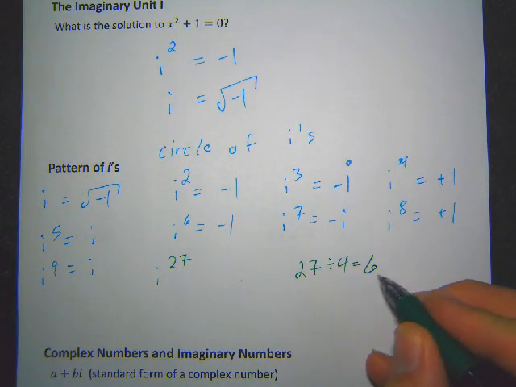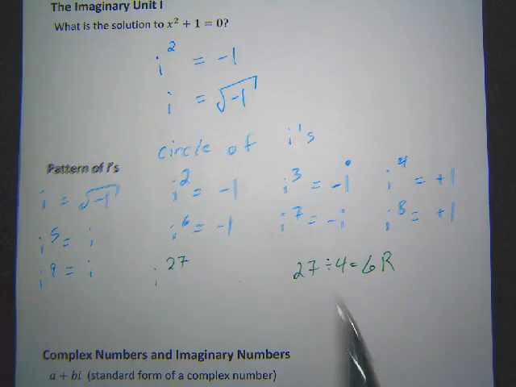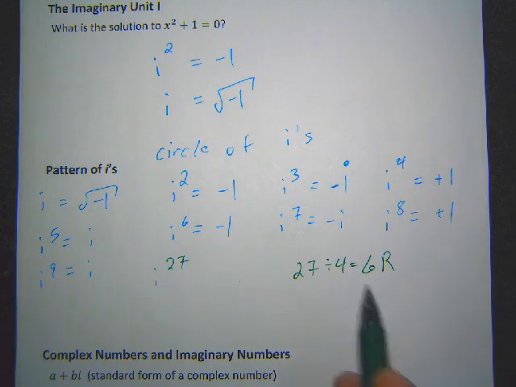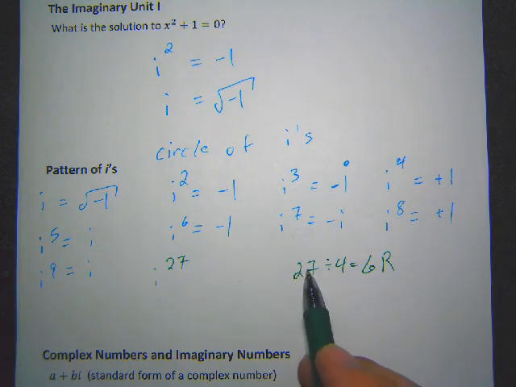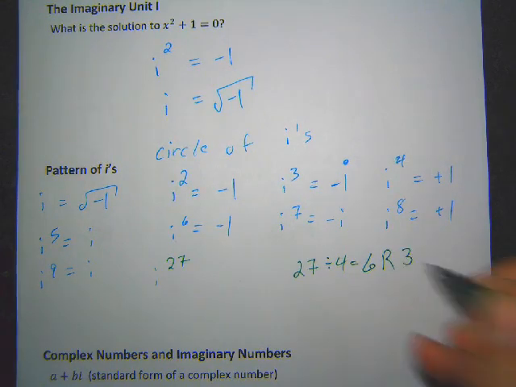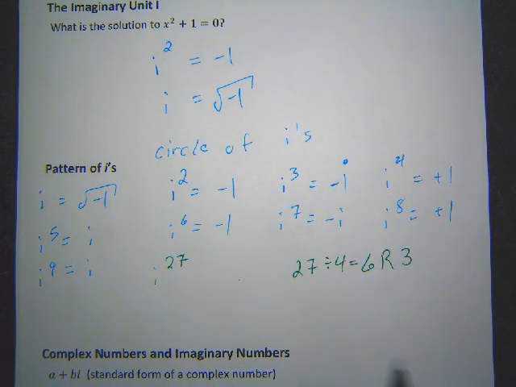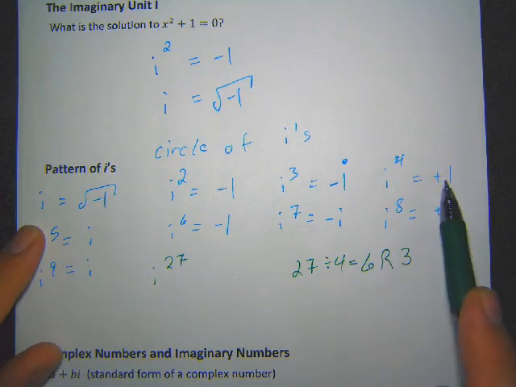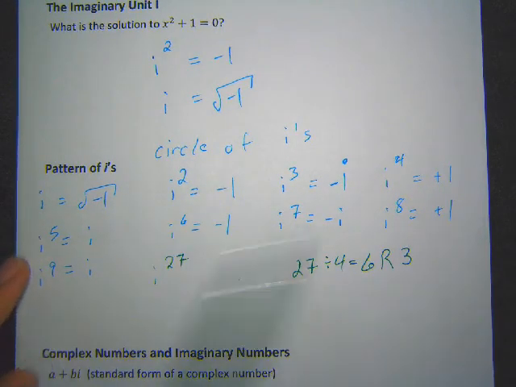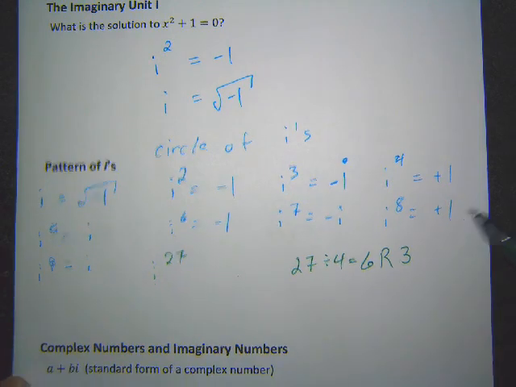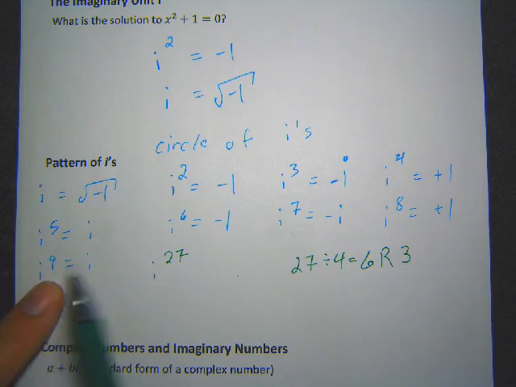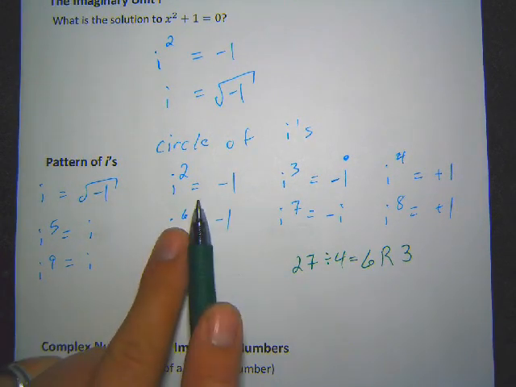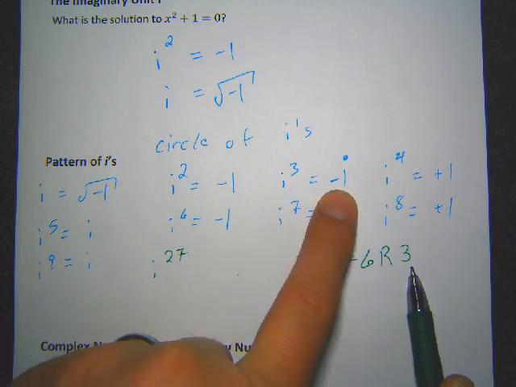So 6 times with a remainder, because 4 doesn't go into 27 evenly. It gives you 24, and there's 3 left over, so a remainder of 3. What this lets us do is say, okay, every 4 times we're just back to the beginning. So 4, 8, 12, 16, 20, 24, we're still at 1. And then when we hit 25, we'd be back at i. 26 would be at i squared. 27, or the remainder 3, tells us that we're actually going to get a -i.